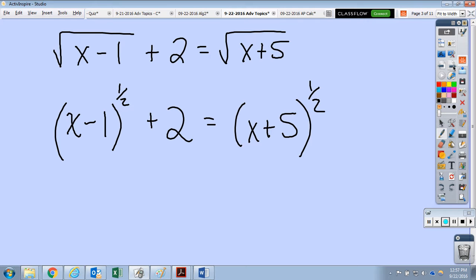If the third power is 1/3, so if we have x to the third power, well, x to the third power is just x to the third power. It's a nice whole.